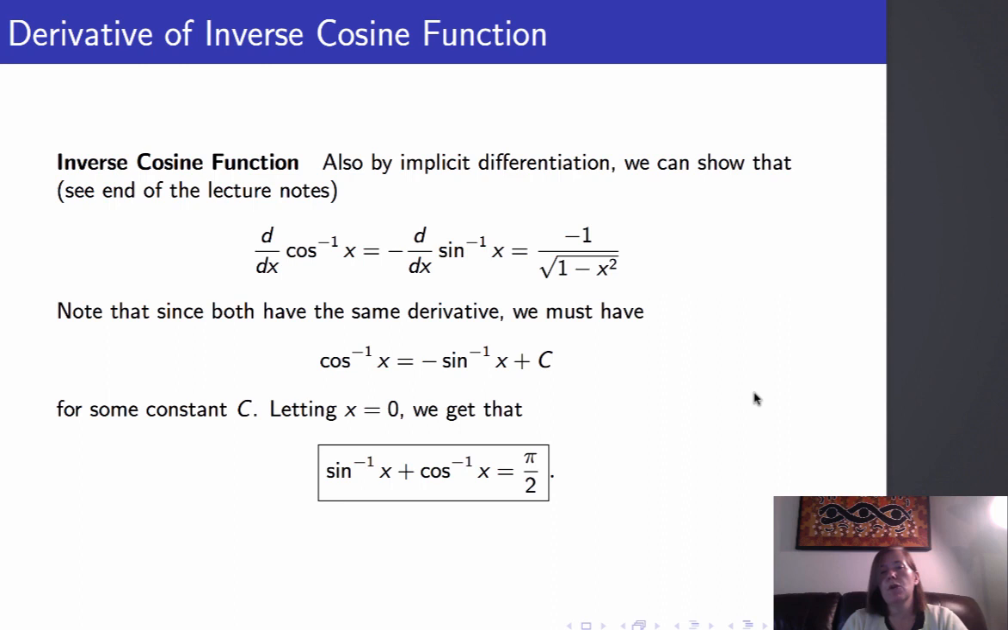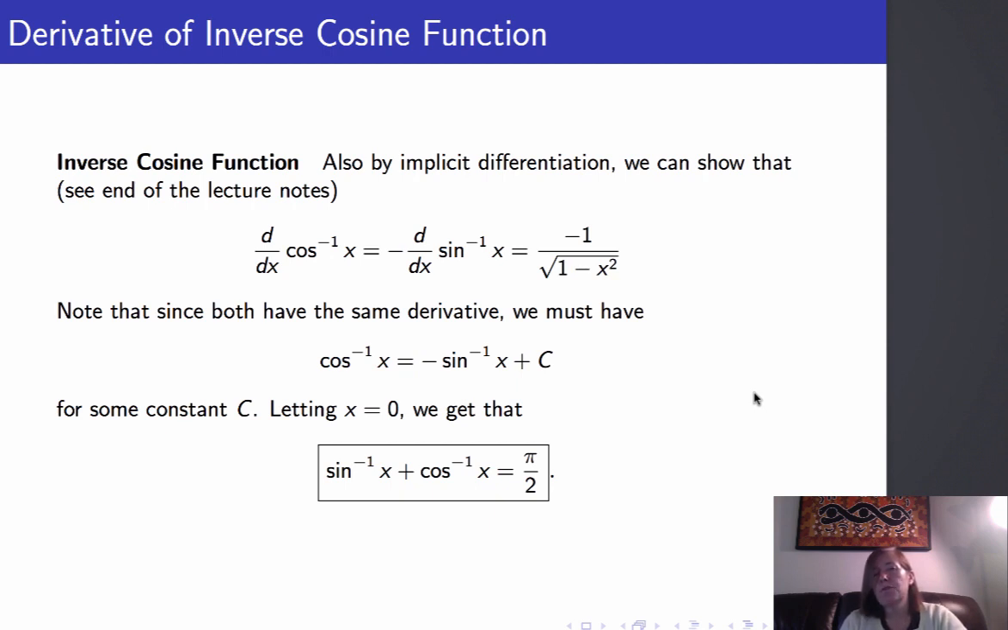Well, as before with the inverse sine function, we can use implicit differentiation to calculate the derivative with respect to x of cosine inverse of x. And what we find is that it's minus the derivative with respect to x of sine inverse of x, or that's equal to the derivative with respect to x of minus sine inverse of x. So it's equal to -1 over the square root of 1 minus x squared.